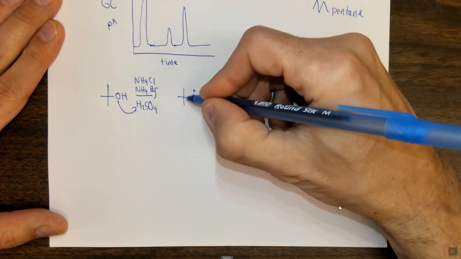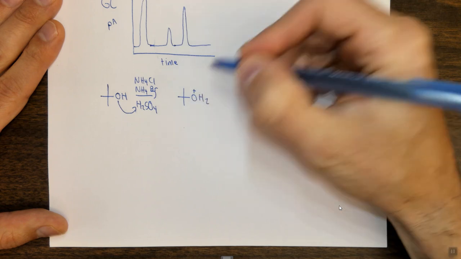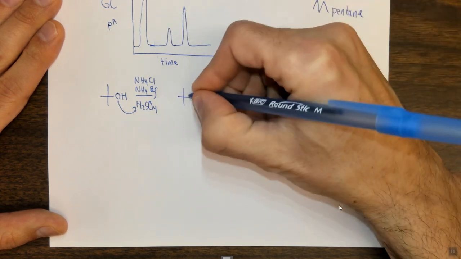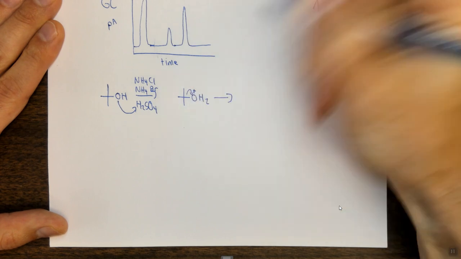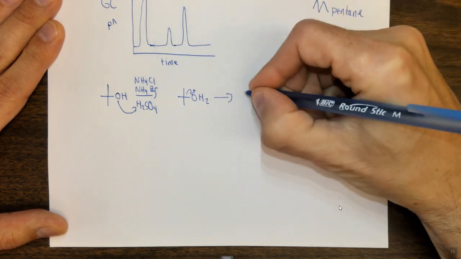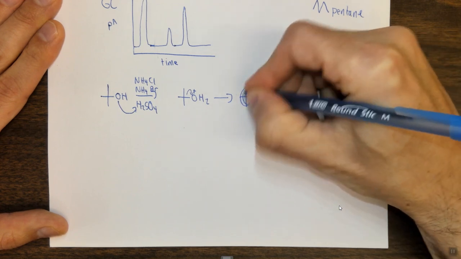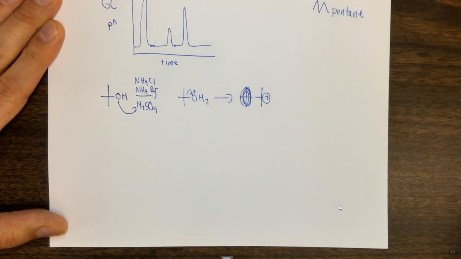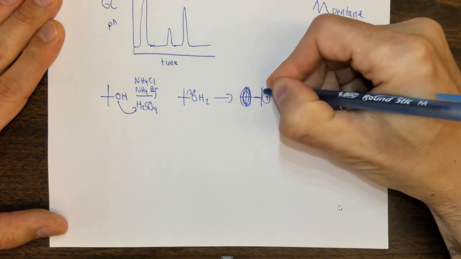Now this time, when this leaves, we form a tertiary carbocation. And tertiary carbocations are relatively stable, so we can actually have this occur. We end up with this tertiary carbocation like this.